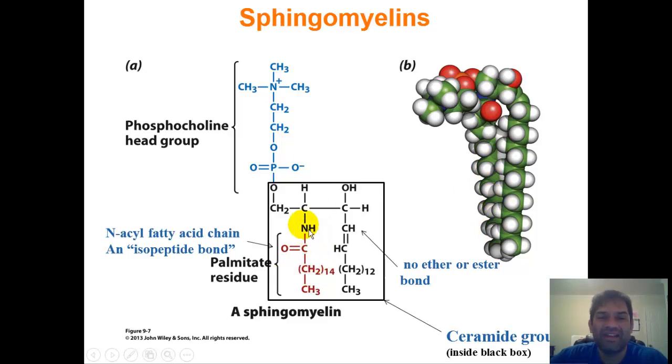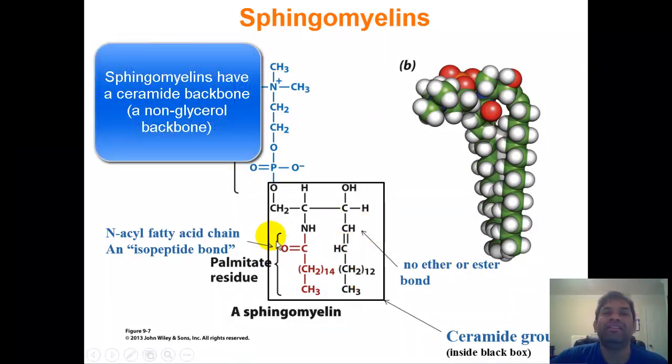But we have a nitrogen here to which we have attached our fatty acid. Okay, this would be palmitic acid. By the way, this is called an isopeptide bond, C-double-bond-O-N-H. It is a peptide bond, but it's not joining together amino acids. So outside of amino acids, we call it an isopeptide bond. But we don't have an ester or ether bond. So this fatty acid is not esterified.